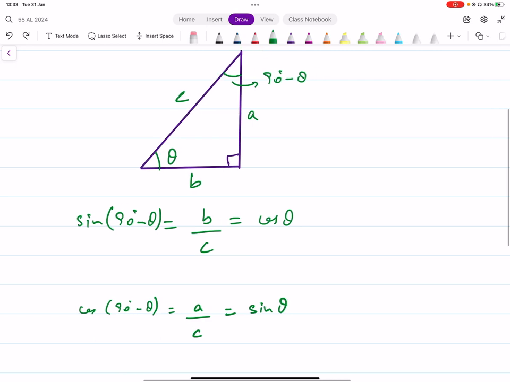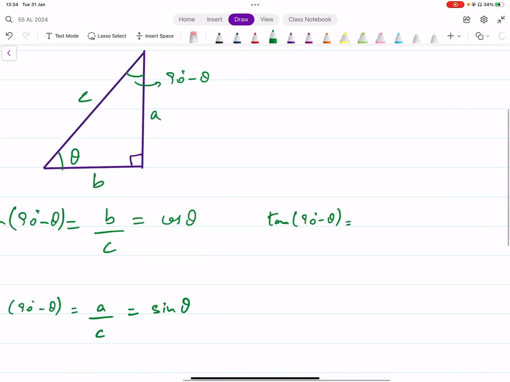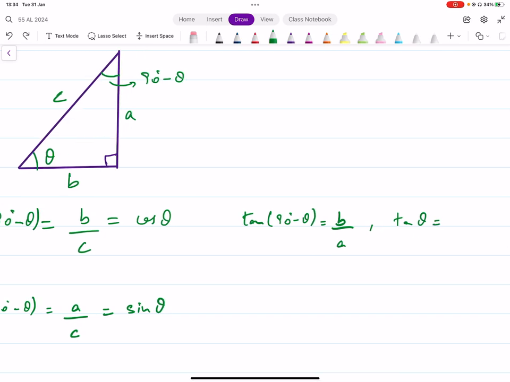Then what about tan? Tan of 90 minus theta, what is that equal to? Opposite over adjacent. 90 minus theta के opposite side is B. Adjacent is A. So this is B over A. What about tan theta? Theta opposite side is A. Adjacent is B. That is A over B. So how can you connect the two? They are reciprocal of each other. Tan of 90 minus theta equals 1 over tan theta from this. They're both reciprocals of each other. This is a right angle triangle, so you can basically figure out all of these three identities. Is that all right?